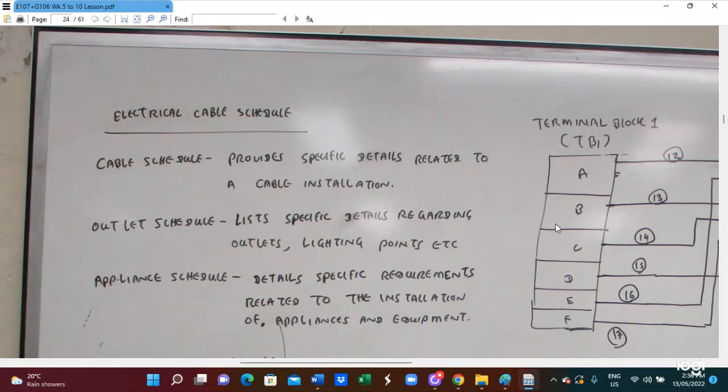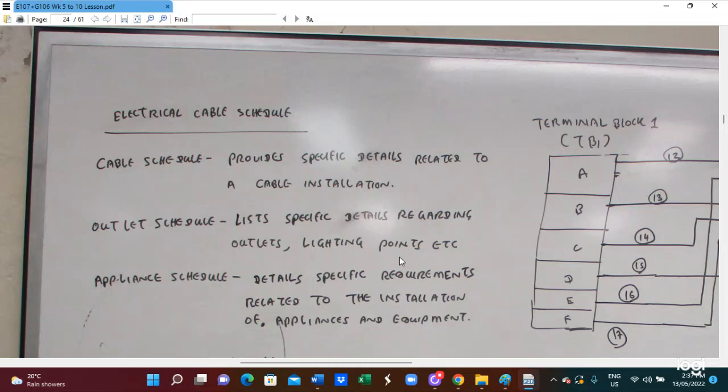electrical cable schedule. When you make any electrical installation, the first thing you have to do is a drawing, and then you have to provide the cable schedule. The cable schedule provides specific detail related to the cable installation. The outlets schedule is a list and specific diagram regarding the outlet and lighting points. The appliance schedule is a detail of the specific requirements related to the installation of appliances and equipment.